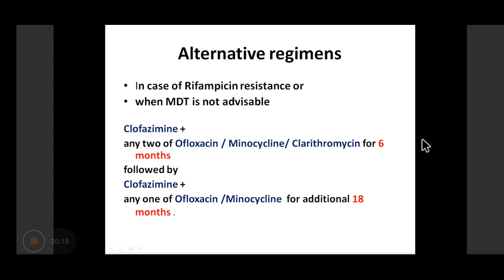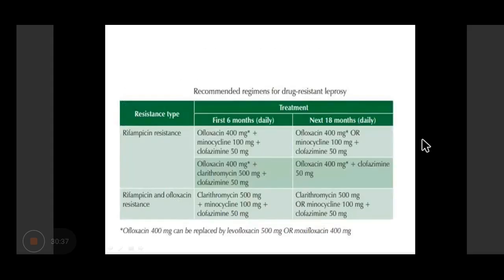So total treatment is 18 plus 6 months in case of rifampicin resistance, or in case you are not able to give first line drugs like rifampicin and dapsone. So the duration increased significantly, but we have some choices. So this is the recommended regimen for drug resistant leprosy, like rifampicin resistance. One drug is clofazimine, and we can choose any two drugs from ofloxacin, minocycline, clarithromycin.